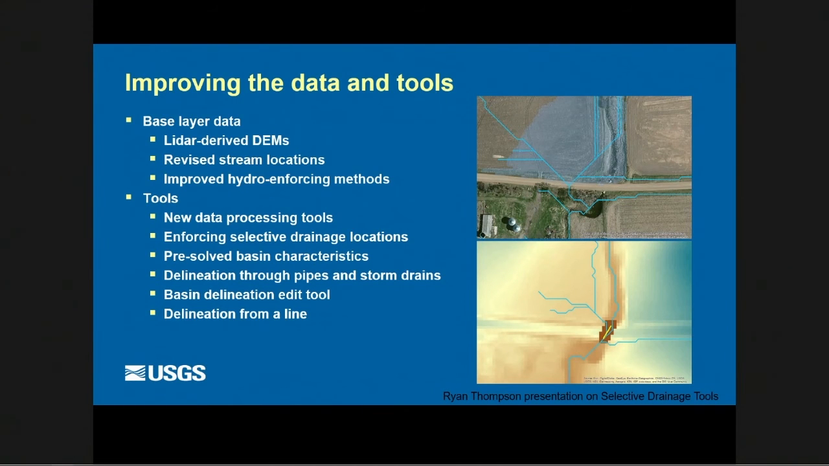And then we're developing or redeveloping tools. Our data processing tools have been redeveloped. We're creating tools to better selectively enforce drainage locations across roads. We're talking about pre-solved basin and streamflow characteristics. We now have the ability to delineate through pipes and storm drains, and we've implemented that in St. Louis, and we're working on that outside of Boston in the Mystic River Basin.